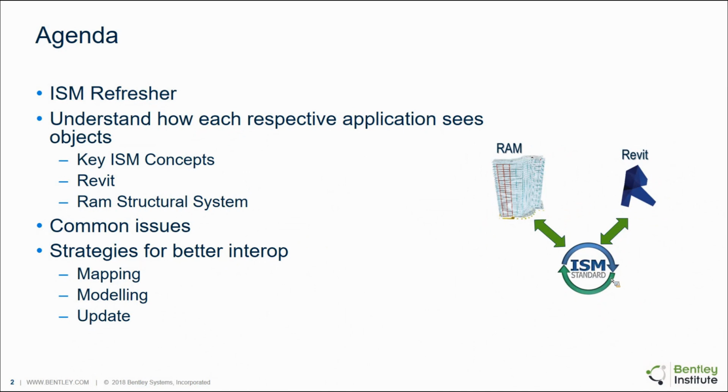Next, we're going to cover how each respective application, that is Revit, ISM, and RAM, sees structural data, because each of them has its own modeling constraints and its own way of representing structural data. Understanding how each of them represents this goes a long way toward making interop smooth.